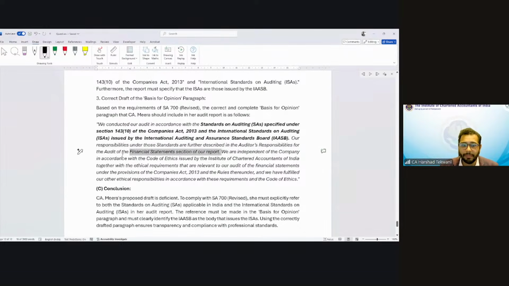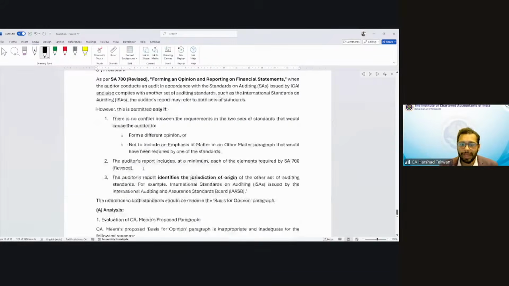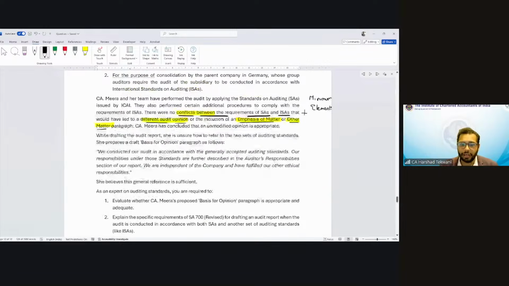We are independent of the company in accordance with the Code of Ethics issued by the ICAI, together with the ethical requirements that are relevant to our audit of the financial statements under the provisions of the Companies Act and the rules thereunder, and we have fulfilled our other ethical responsibilities in accordance with the requirements of the Code of Ethics. So this is how the basis of opinion paragraph should be drafted, not like what she drafted here, this small one.